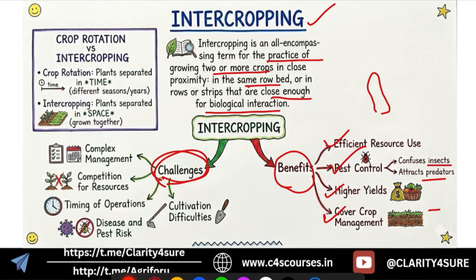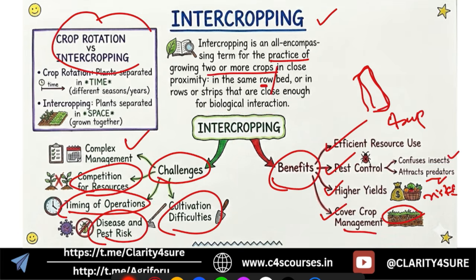Then the challenges of intercropping. First is complex management. You have to plan everything. You need to choose the intercrops wisely. They should not be of the same family, to avoid pest infestation. The next problem is disease and pest risk. Then you have to take care of the timing of operations, because the two critical growth periods should not collide with each other, to avoid competition. Then there will be cultivation difficulties. You cannot use machinery because everything is occupied.